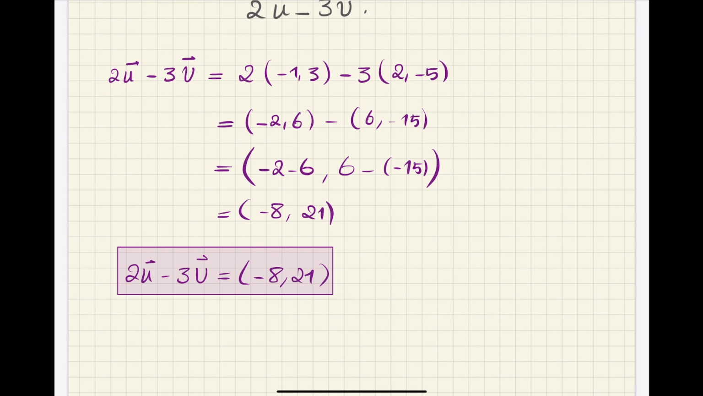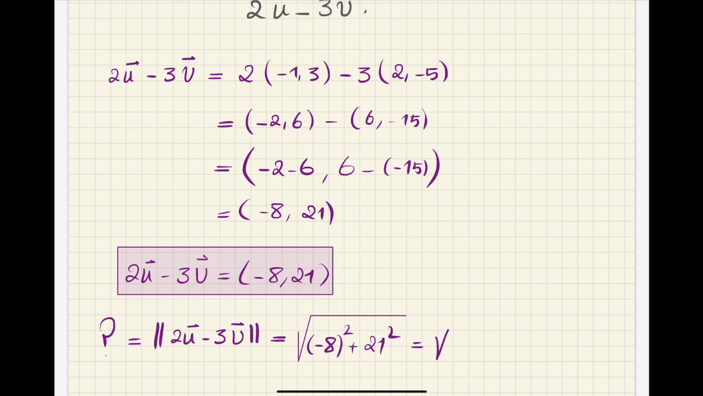Now the question is that the question mark is the norm of this vector. So what should I do? According to the formula, I should take the square root and write -8 to the 2 plus 21 to the 2. Yes? So -8 to the 2 is what? 64. And that one is 441, yes?